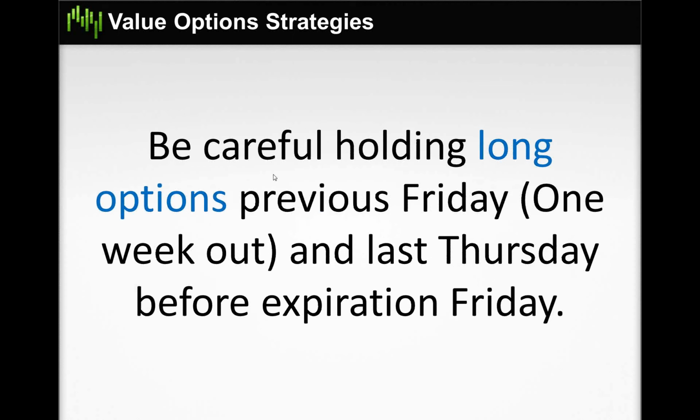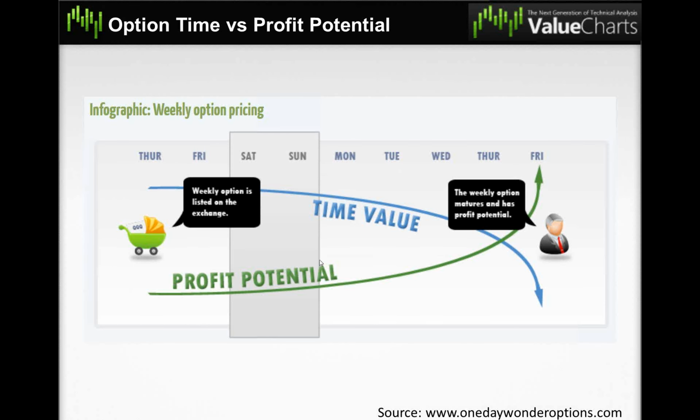Now, be careful holding long options the previous Friday, one week out, and the last Thursday before expiration. The reason is that you lose a lot of time value between the time the sessions close and open again. Let me show you in this chart what I'm talking about. If you're trading one of these opportunities and it happens to be uncovered the Friday before the final week of expiration, you'll see that a significant amount of time passes between Friday close and Monday open.